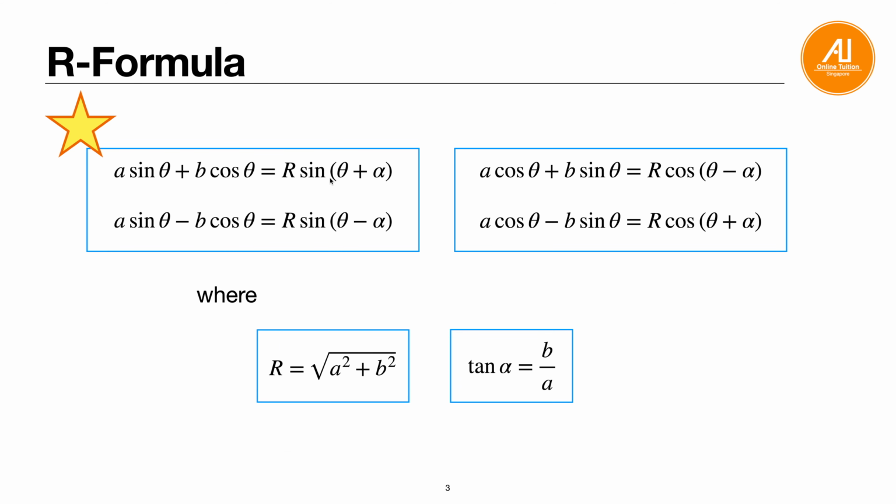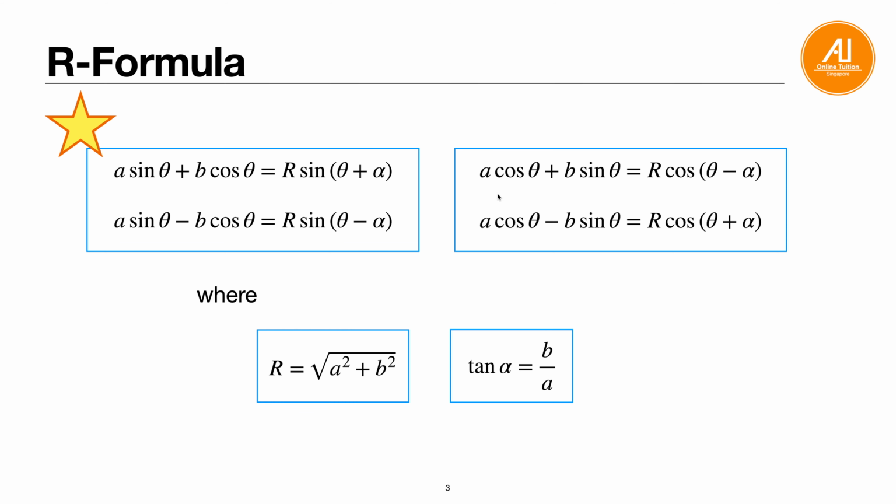Before that, there's the R formula which you need to memorize. These formulas are not given in the formula sheet, so you need to memorize them. Let's just go through briefly. A sine theta plus B cosine theta equals R sine (theta plus alpha). If it's plus here, it will be plus there. If it's minus here, it will be minus there as well.